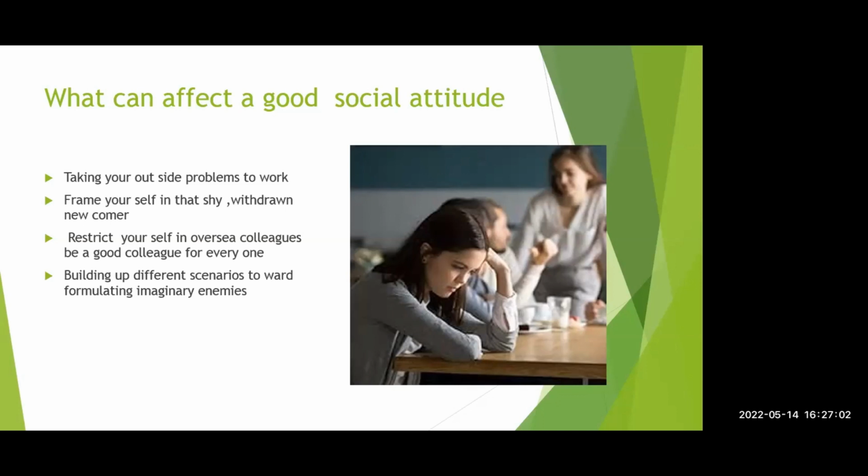Don't frame yourself as that shy, withdrawn newcomer who just sits in the corner, drinks his own tea and has his own lunch. Just open up. And as Dr. Maha asked, how can I do it if I am really shy? Just push for it, and every time you will do it better. Start with a hello. Next time, hello, are you okay? Maybe the very next time, hello, shall we make a cup of tea? And then it will become better and better every time.